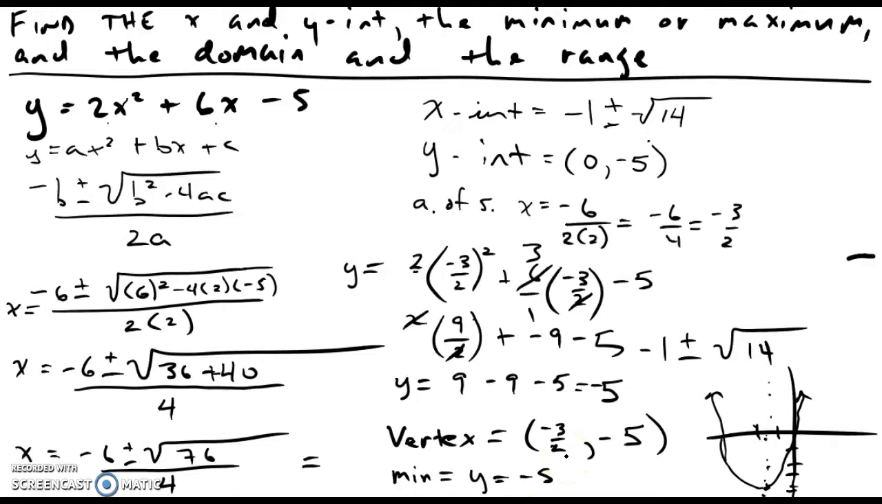And now the domain and range. Okay, so the domain for all parabolas that are not inverted is all real numbers. Easy. Free point in the test. The range is equal to our minimum, negative 5, and we're going through infinity. So you say y is greater than or equal to negative 5, and we are finished.